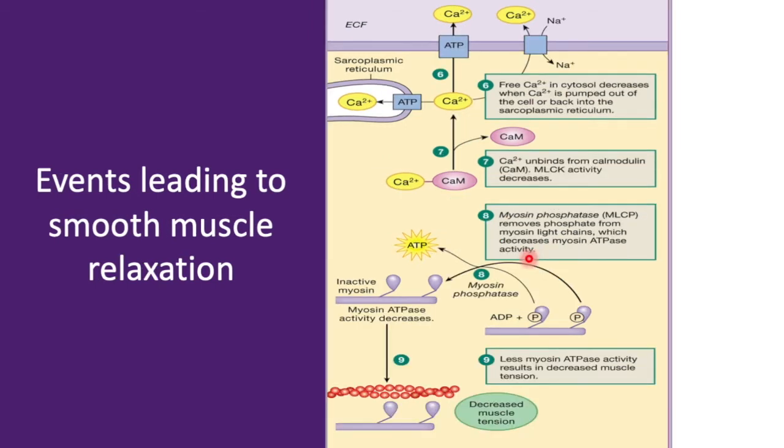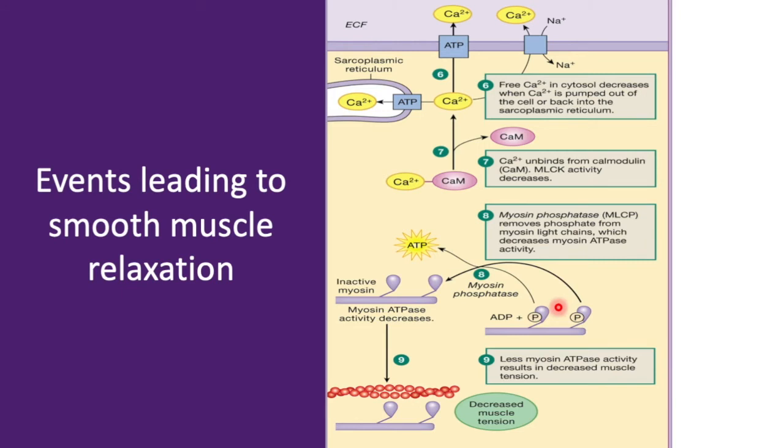On the other hand, when calcium concentration in the cytosol is low, the calcium can either be pumped out of the cell back into the ECF, or it can be stored back into the sarcoplasmic reticulum. This is done by the calcium pump. So when calcium concentration is low, the calcium will unbind from the calmodulin. Because of this, myosin light chain kinase activity will decrease. At the same time, myosin light chain phosphatase (MLCP) will be activated.